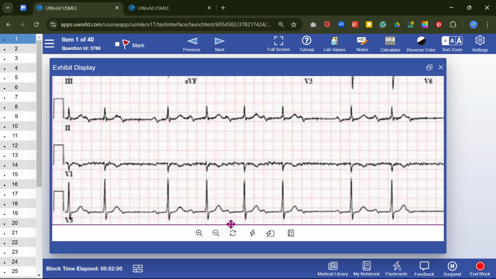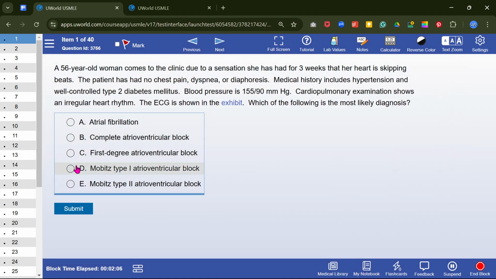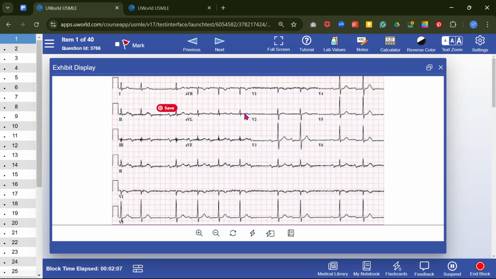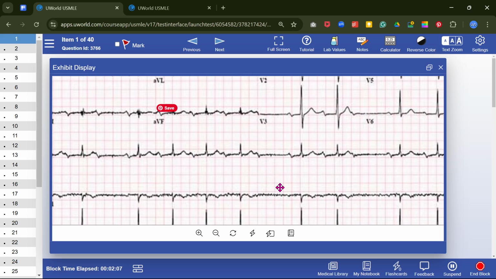This is progressive prolongation, then a drop beat, isn't it? Drop is there in both type 1 and type 2. But for type 2, the PR is equal, like PR is constant. Got my point? The drop beat will not follow the pattern of progressive prolongation of the PR interval, then a beat is dropped. Yes, so progressive prolongation of the PR interval, then a drop beat, that is type 1.